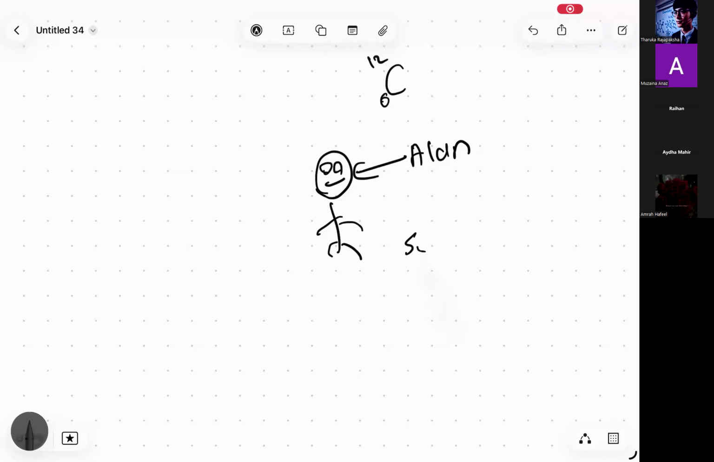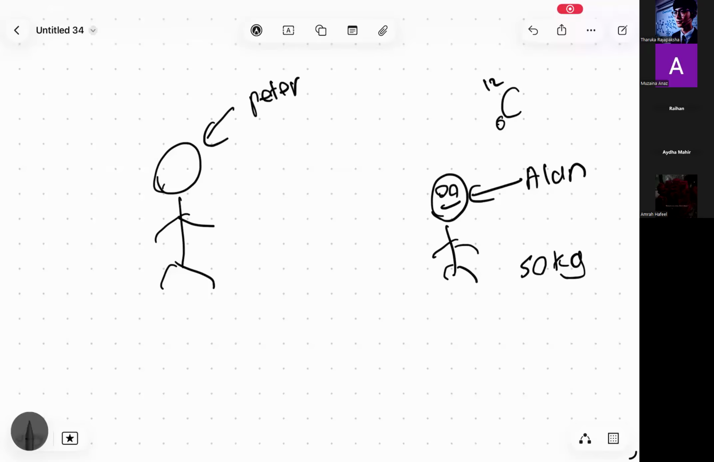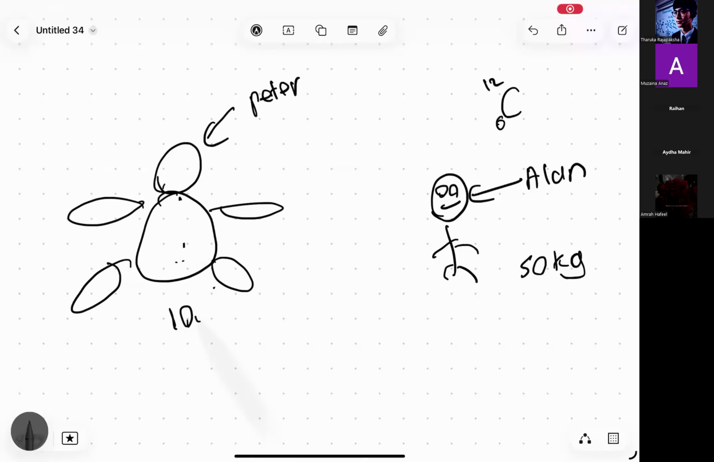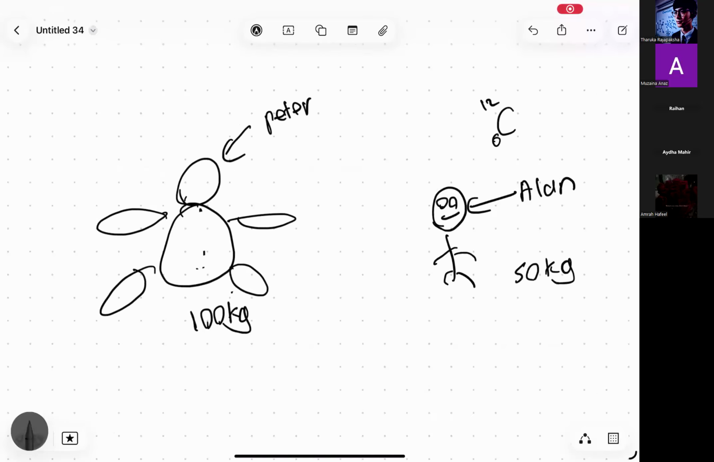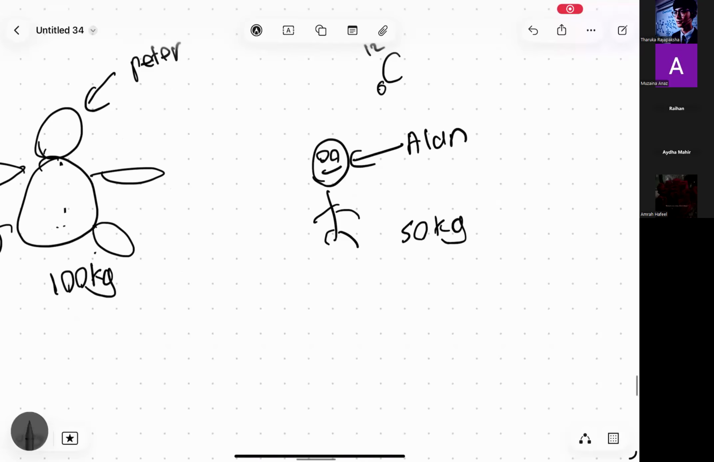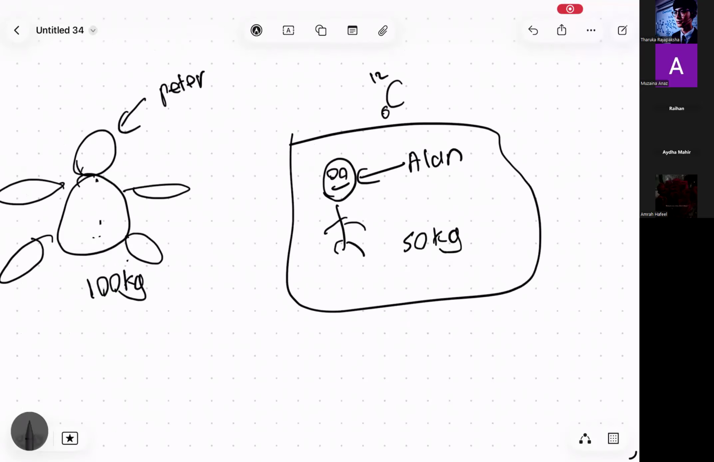And if you have another person, let's say Peter, whatever, Peter. So Peter's mass is 100 kilograms. That's too much. Okay, let's increase the size. So that is 100 kilograms. So you calculated this and you kept it. Now we have to calculate the relative mass of this Peter.